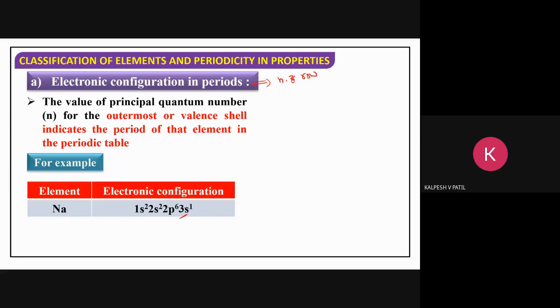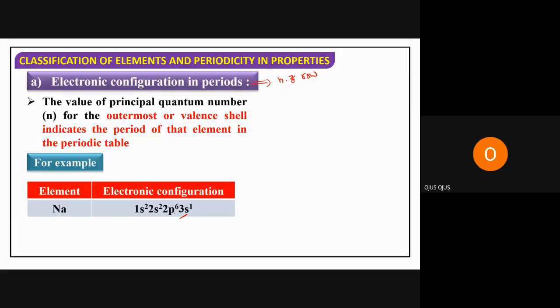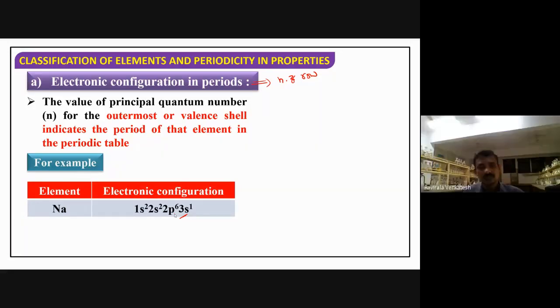Remember, first period, whichever is the outermost shell, I am saying. Who is saying first period? Second period? Who is saying second period? Think and say the answer. Don't just say whatever you are having.